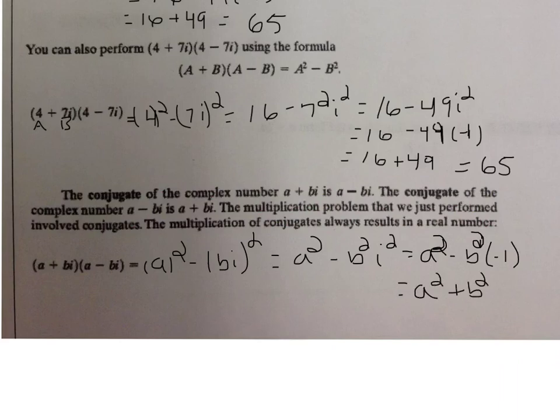This formula is the formula that works for the conjugate of complex numbers, the a squared plus b squared. But there's a trick to it. You don't use the i in this formula. So in this formula, the i squared is not part of it.